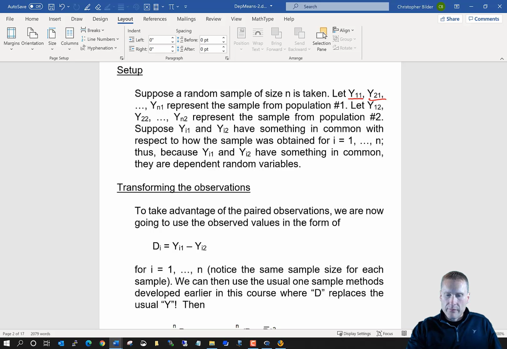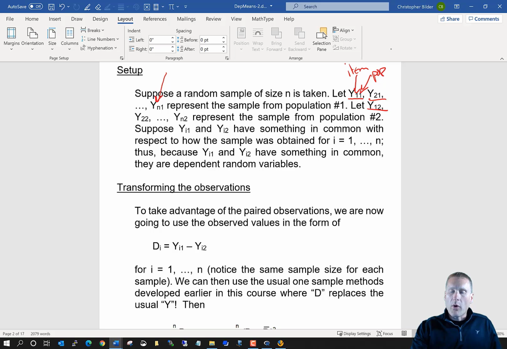Y11 represents item 1 in your sample from population number 1. Y21 corresponds to item 2 in your sample that came from population 1, down to, let's say, YN1, item N that was sampled from population number 1.